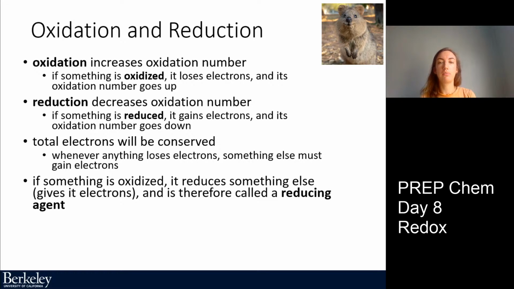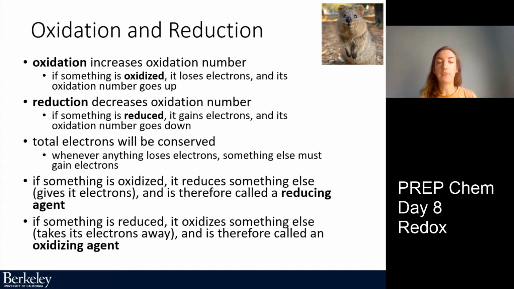So translating that into chemistry language, if something is oxidized, it reduces something else by giving it electrons, and therefore it's called a reducing agent. And conversely, if something is reduced, that means it gains electrons, which means it has to steal those electrons from someone else, thereby oxidizing that other thing. So therefore it's called an oxidizing agent.